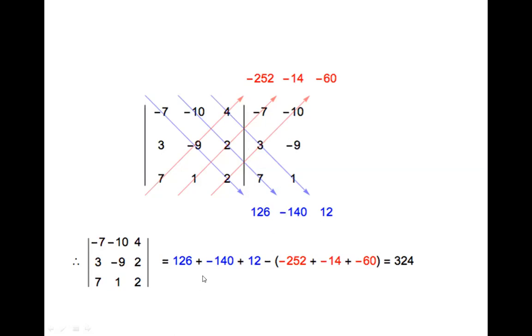Here you can see this is a multiplication of minus 7, minus 9 and 2, which is 126. Here 10 into 2 into 7 is minus 140, and 4 into 3 into 1 is 12. So this will be the first component, and if we go with this type of multiplication, 2 into 3 into 10, 1 into 2 into minus 7, these are going to give this component.